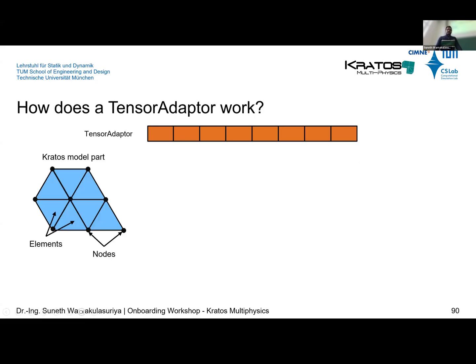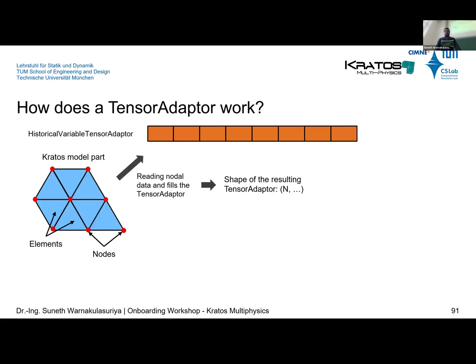Yeah. So how do they work? As I told, you can read nodal values and then fill the flat vector along with the data location. And the shape of the resulting tensor adapter is always N, where N is the number of nodes, and the shape of the variable. So if it is the velocity, then N by 3, because it has 3 components, and the first dimension is always the number of entities.